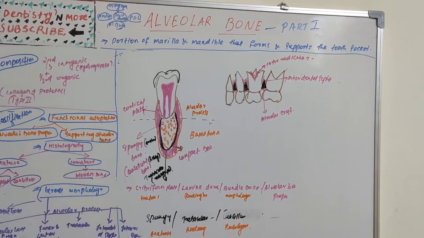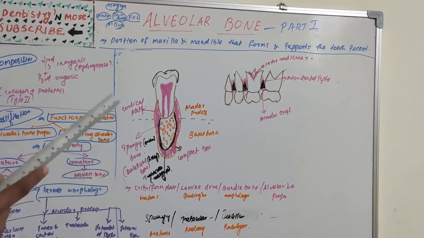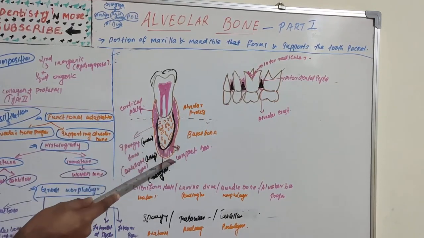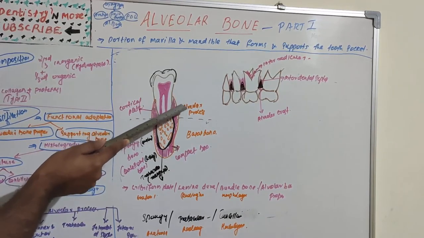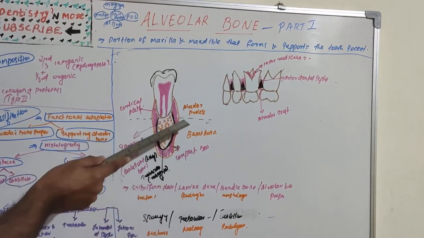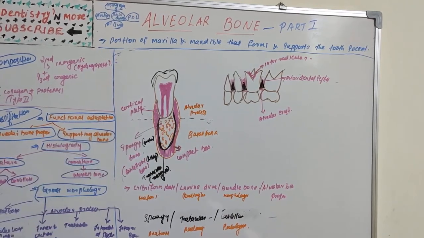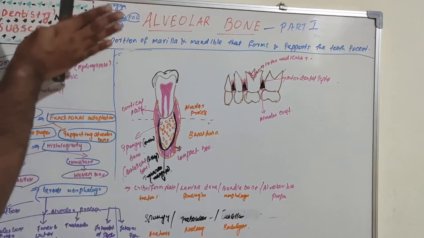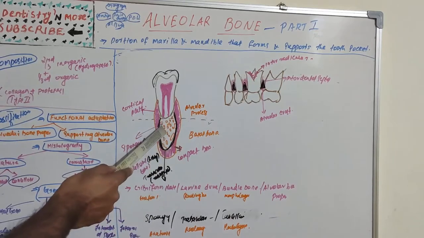So let's see one by one. The first one is alveolar bone proper, which is a thin layer of compact bone. Before that, we need to study what compact bone and cancellous bone are. And this is the alveolar bone. This part up to the root tip, arbitrarily we can say is the alveolar process, and the remaining bone is the basal bone. So when we take a longitudinal section, we get two layers of bone: the outer compact bone, in pink color, and the inner cancellous or spongy bone.